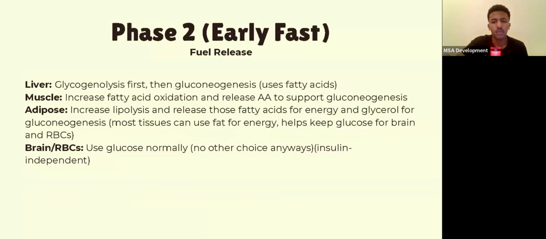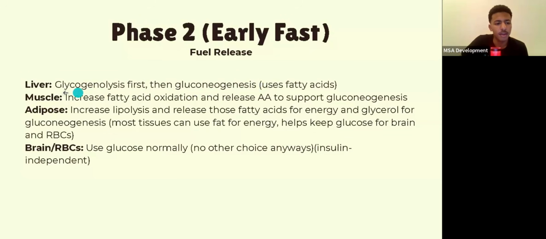Now let's move on to phase 2, the early fast. And this is when the glucose in the blood is basically running out and we're releasing glucose now. So in the first part of phase 2, we said it's 3 to 12 hours, maybe even up to 18. Let's say we're in the 3 to 6 hours. In that first stage, you're going to have glycogenolysis because we still have glycogen reserves. And then after the glycogen reserves run out, we rely on gluconeogenesis.